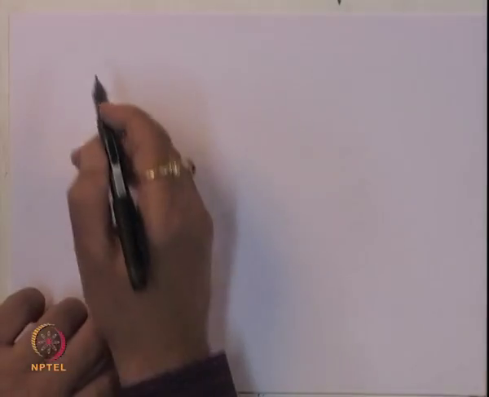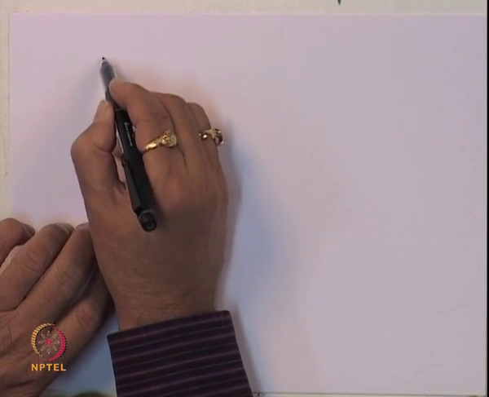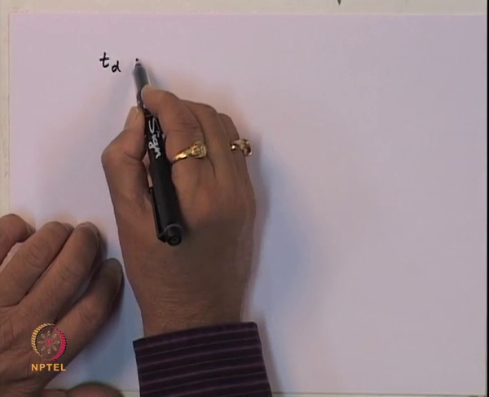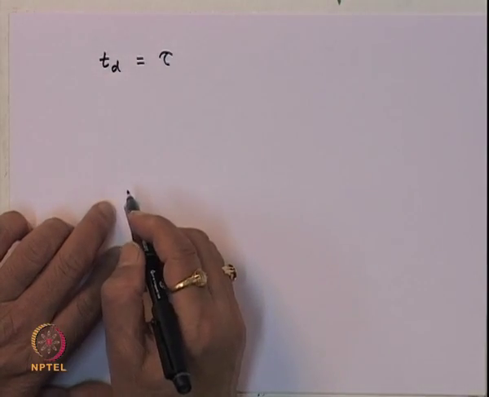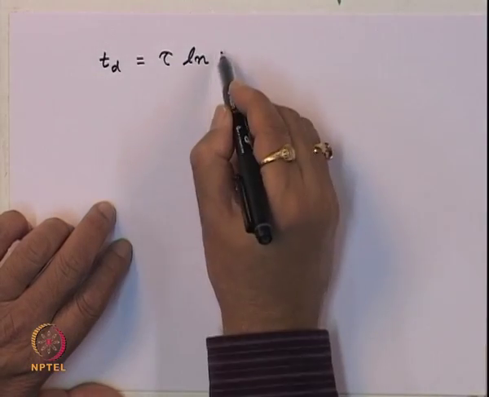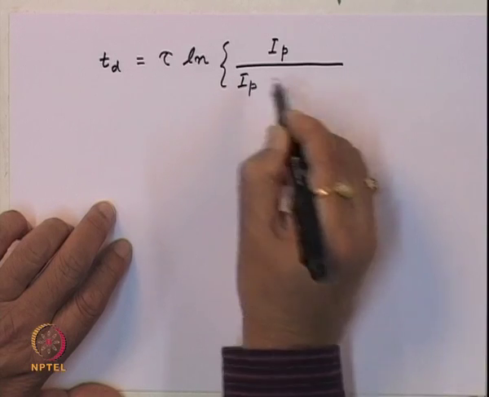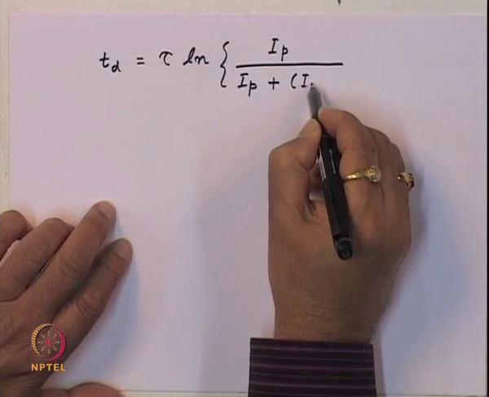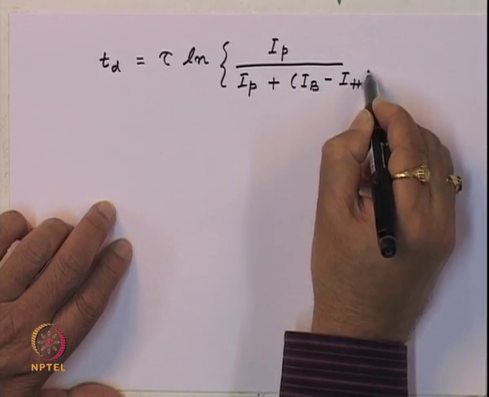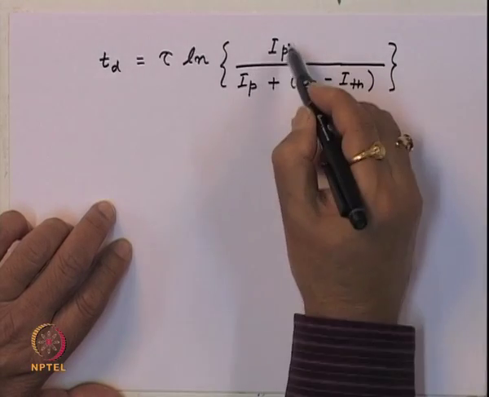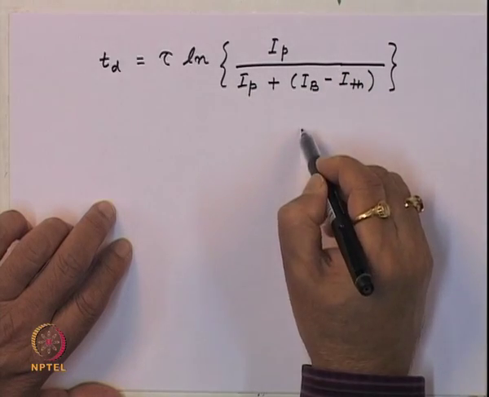There are many reasons why the laser cannot be exactly biased at the threshold current. So, the bias current normally is different from the threshold current, it may be a little smaller than the threshold current, and in that situation we have seen that the delay for getting the laser into lasing action is given as T d, which is equal to the lifetime of the carrier times ln of I p divided by I p plus I b minus I threshold, where I p is the peak current which is injected, I b is the biasing current, and I threshold is the laser threshold current.